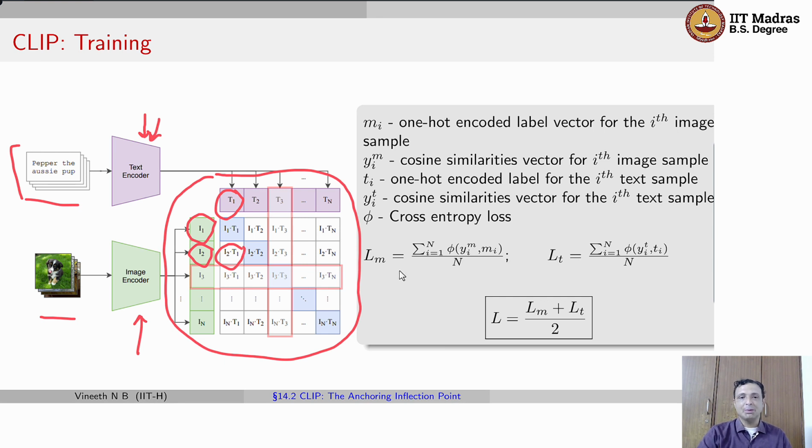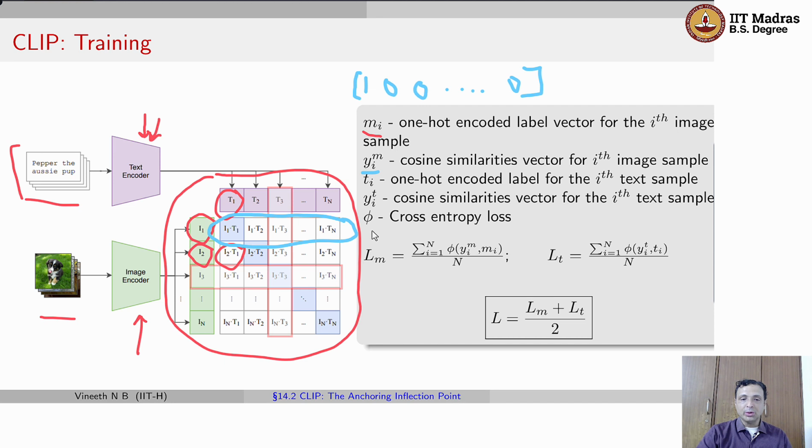Let's see how this is actually implemented. If mi was a one-hot encoded label vector for the ith image, you could now imagine that mi is something like 1, 0, 0, and so on, 0 all the way for the total number of image samples or text embeddings. yi is the cosine similarity vector for the ith image sample. So this topmost row here could be yi.